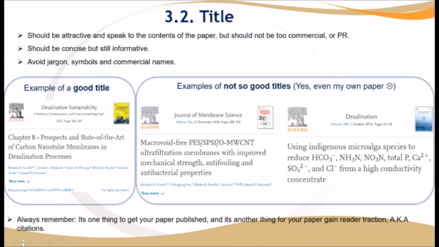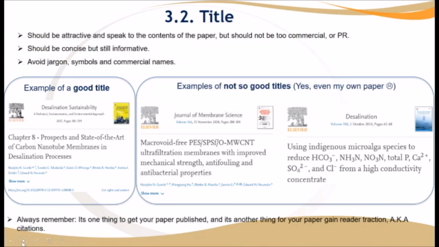Because whether we like it or not, we judge the work or the paper by the title. If the title is not good, it is not revealing information, then we skip that particular paper, we will not read it. So the title gives a guide as to the contents of a particular paper. It needs to be concise, but it still needs to be informative. You need in your title to avoid symbols and commercial names as much as possible.